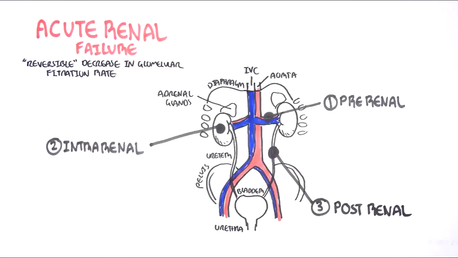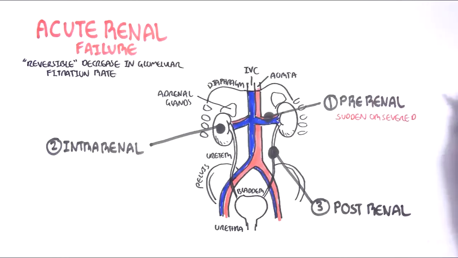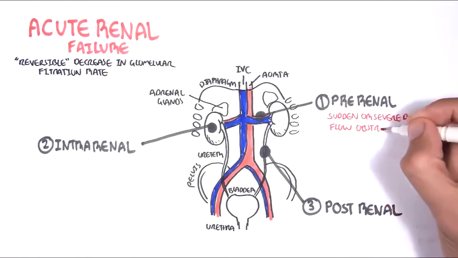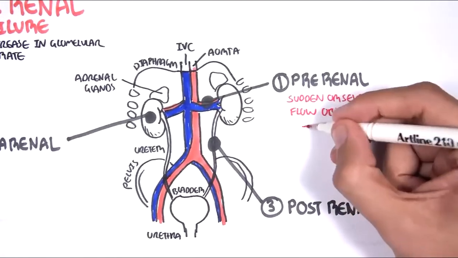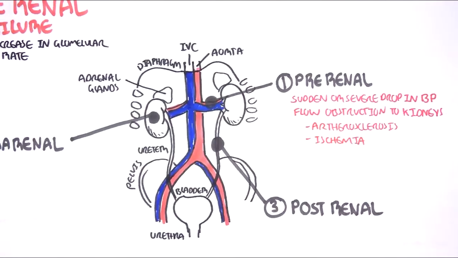So pre-renal cause of acute renal failure can be due to a sudden or severe decrease in blood pressure, or it can be due to a flow obstruction to the kidneys, and this can be due to atherosclerosis or some form of ischemia, so stenosis.